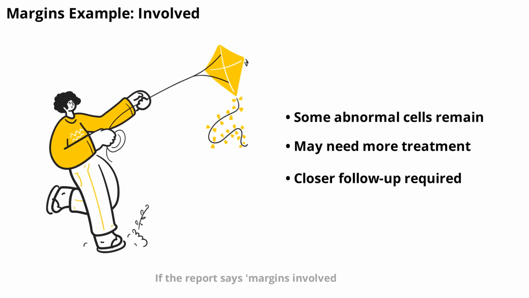If the report says margins involved, it means some abnormal cells may remain at the edge of the removed tissue. Your doctor may recommend additional treatment or closer follow-up to ensure all abnormal cells are addressed.